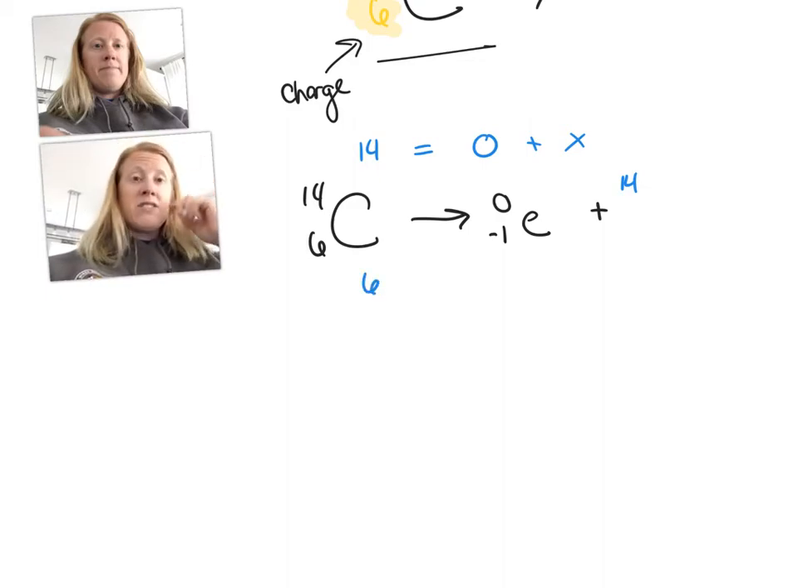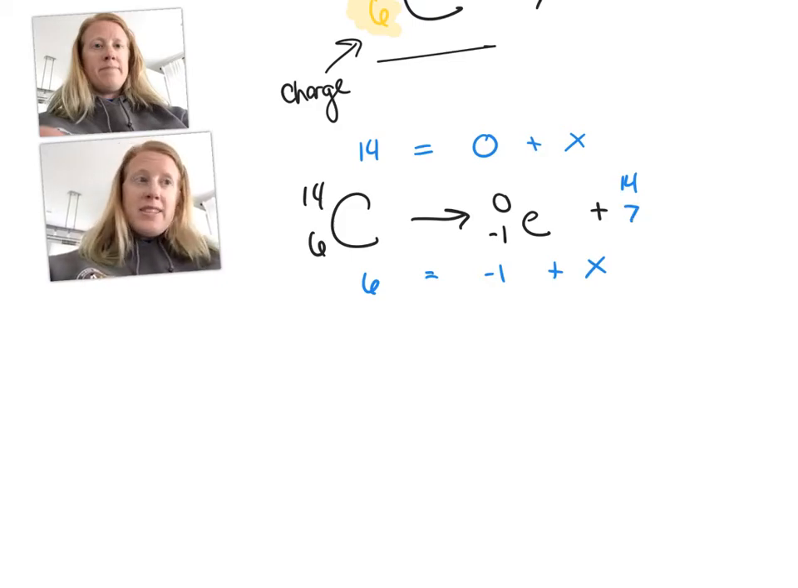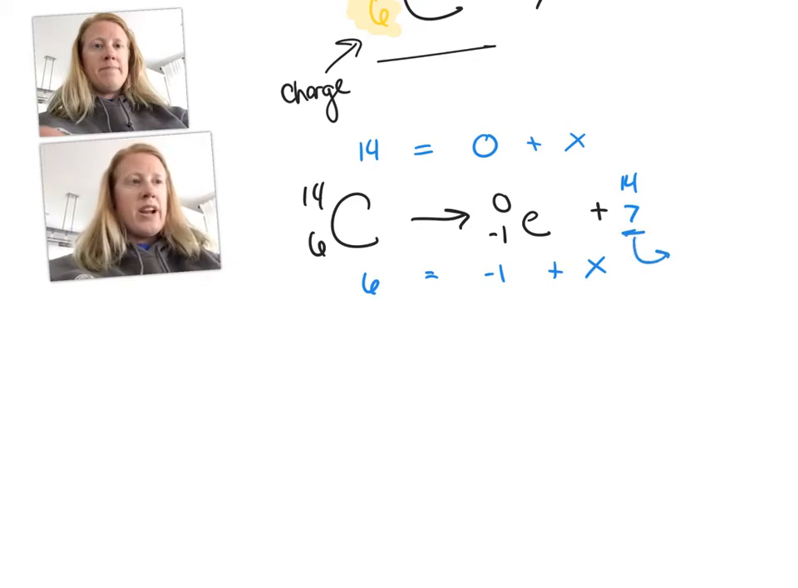Now on the bottom, I've got 6. My charge has to be conserved as well, right? So 6 equals, the arrow is always your equal sign, -1 plus this unknown. I'm going to make that x. Now be careful here, okay? Add 1 to both sides. That becomes 7. Now how do I know what the symbol is? You're going to go to either table O or your periodic table. If I'm going to my periodic table, I look up number 7 because this charge is what identifies the element.